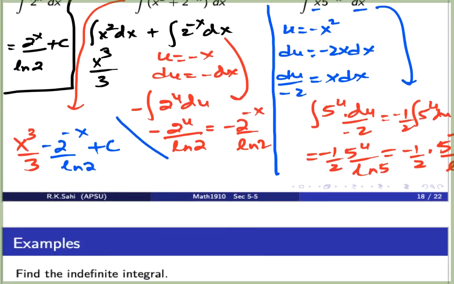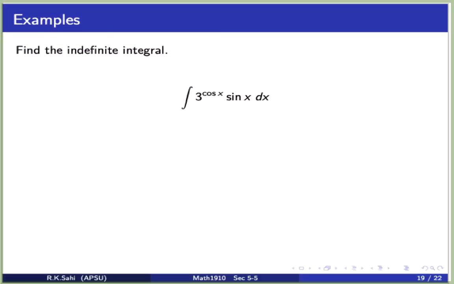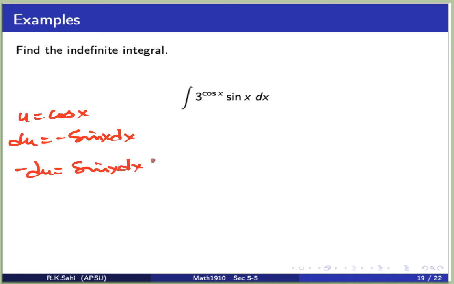Okay, let's look at another one. Find this indefinite integral: 3 to the power cosine x times sine x. So if you can change it to this thing by using u substitution, let u be cosine x. What's du? Negative sine x dx, or negative du is sine x dx.